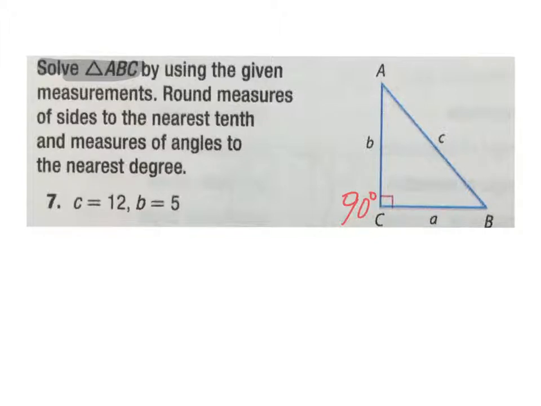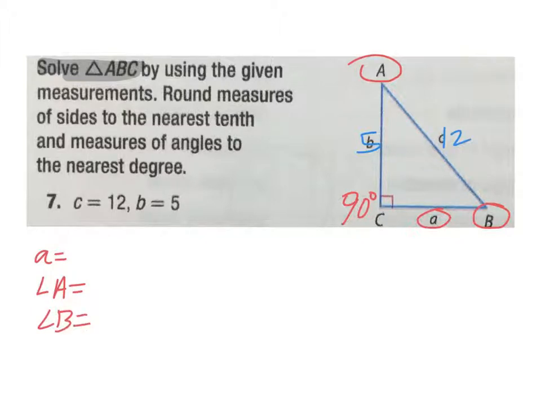And then label what they give us first, and then that tells us what it is that I need to find. Okay? So for example, for number 7, they give us side C is 12, and they give us side B is 5. Okay? So I need to find everything else. When it says solve a triangle, so I need to find angle A, I need to find angle B, and I need to find side A. So I would actually write those down. Side A, angle A, and angle B. I would write that down first, because now I've got my targets. I got what I'm looking for.